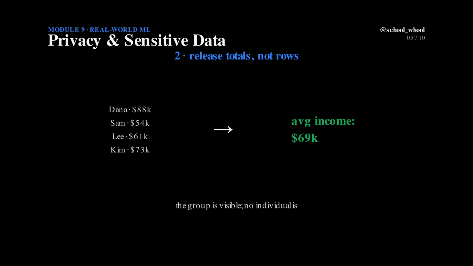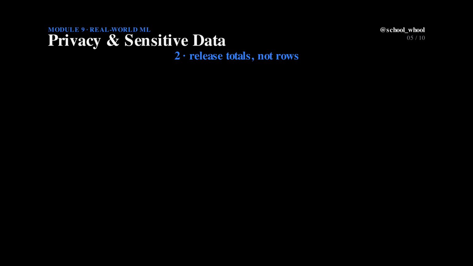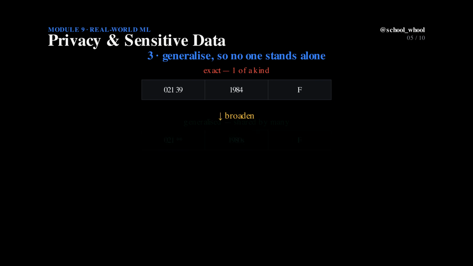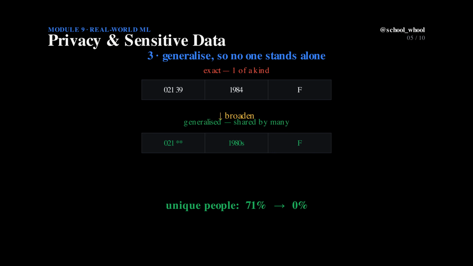3. Generalize, so nobody stands alone. Take that exact record, zip 02139, born 1984, which was one of a kind. Broaden it. The zip becomes a whole region. The year becomes a decade. Now that description is shared by many people. Across our population, the share who are unique drops from 71% to 0%. That's the idea behind K-anonymity.